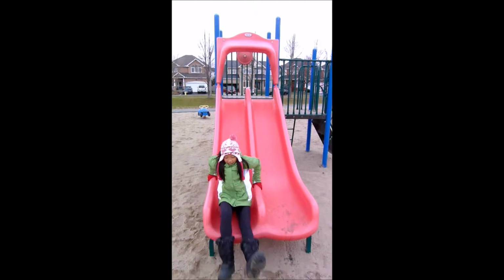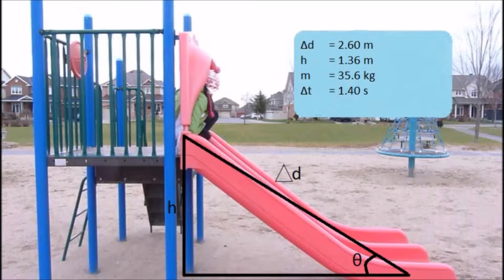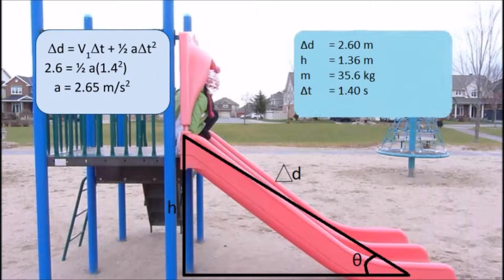The slide is 1.36 meters tall and 2.60 meters long. My sister, with all her winter gear on, has a mass of 35.6 kilograms, and it took her approximately 1.40 seconds to reach the bottom of the slide. Since she starts at rest, using one of the 5 kinematic equations, we can find that acceleration is 2.65 meters per second squared. With this information, we can complete the force diagram of my sister sliding down a slide.